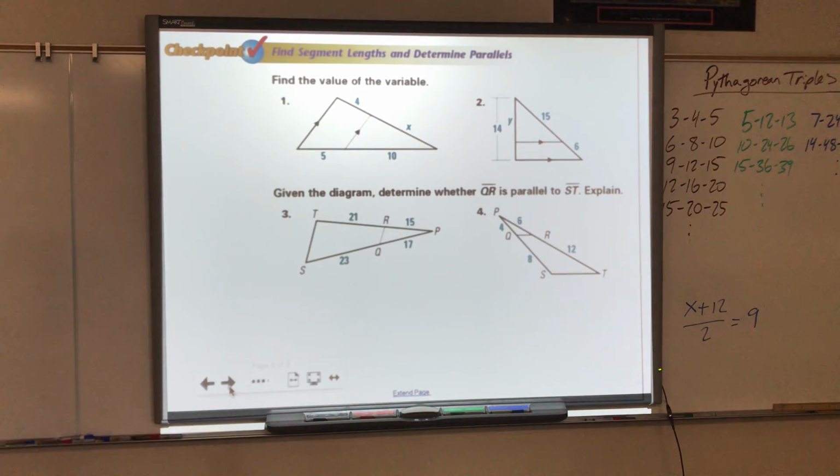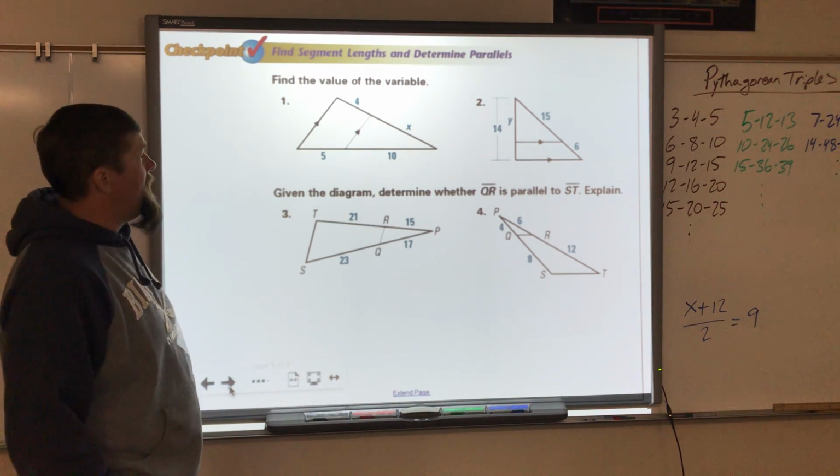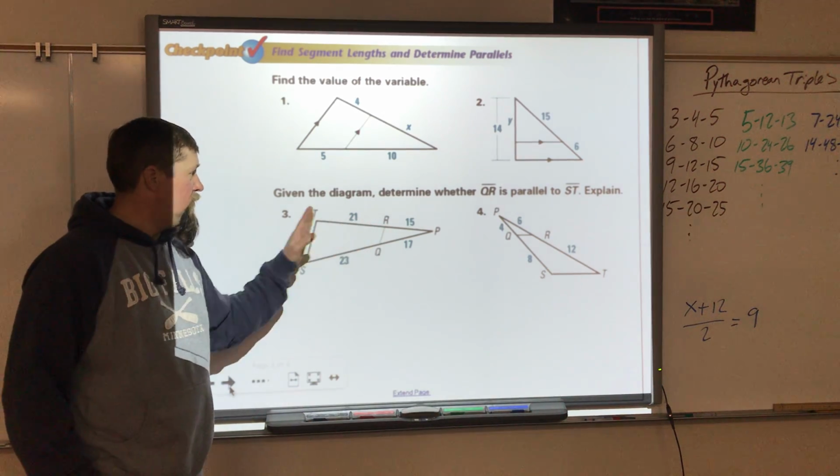Okay, go ahead and try these, and then I will go over them. The first one is just finding the value of x, setting up a proportion. The second one is determining if those two lines are parallel.